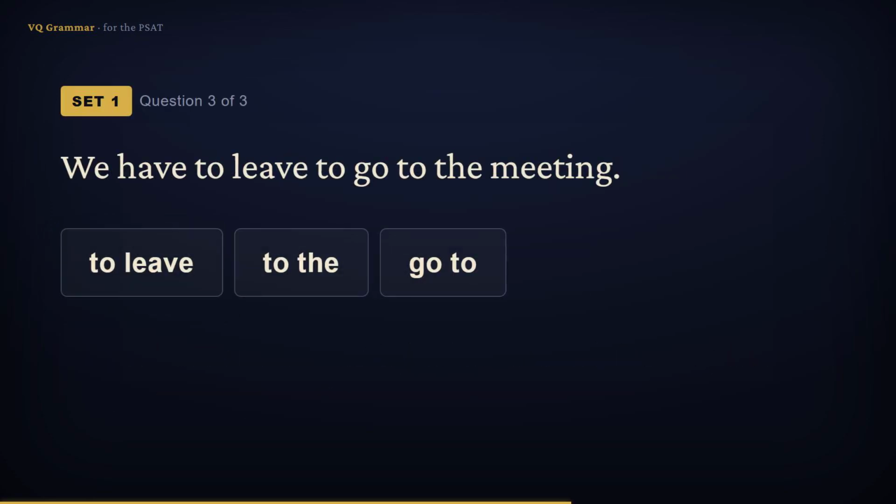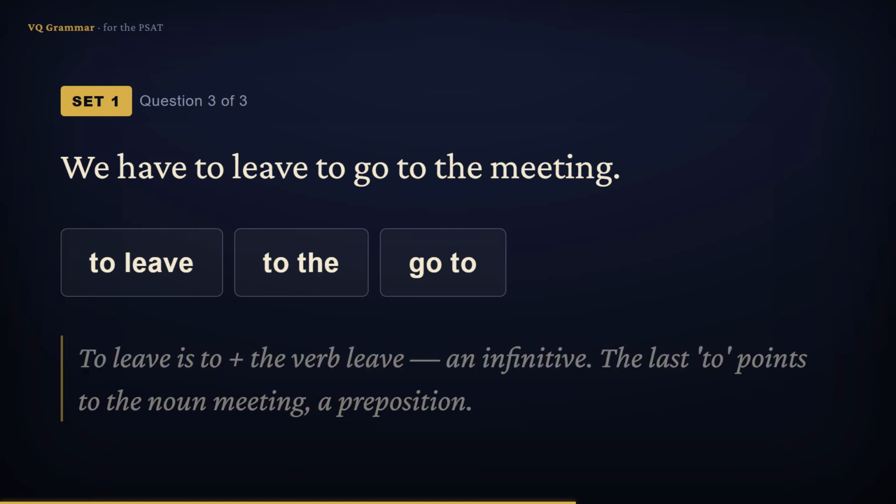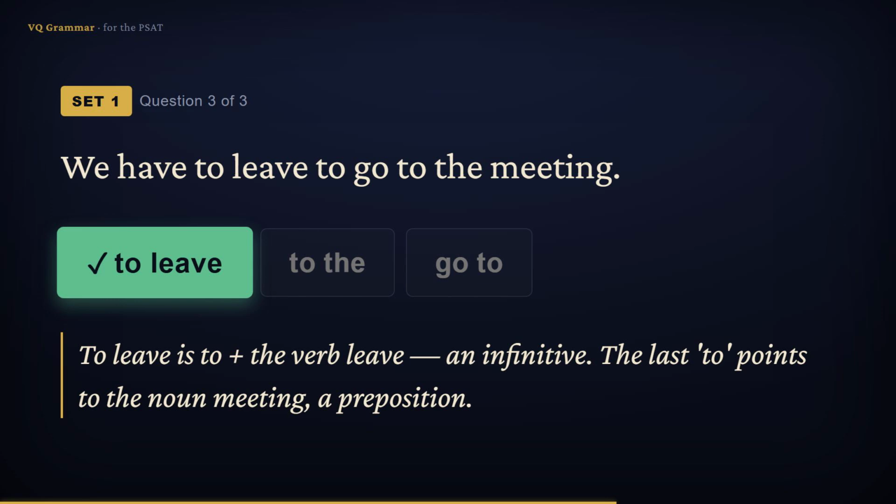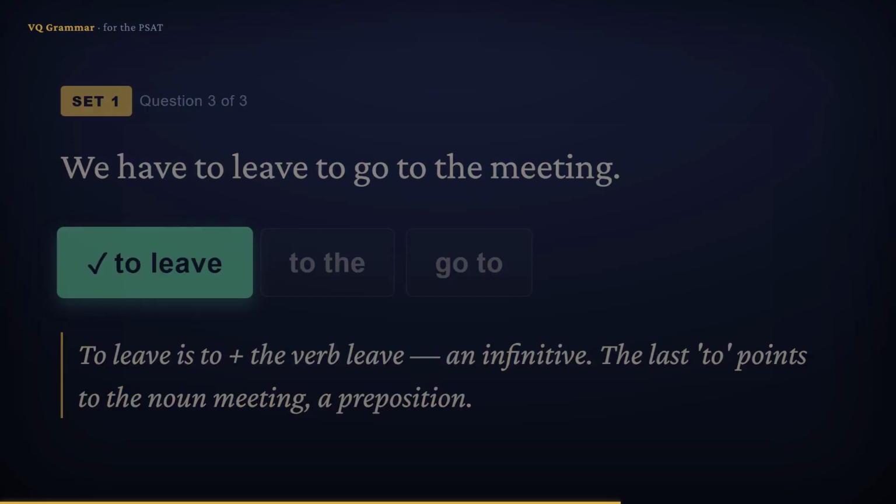We have to leave to go to the meeting. There are 3 tos. To leave and to go are both followed by verbs, so they're infinitives. But the last to points to the noun meeting, so it's a preposition. The first infinitive is to leave, so the answer is to leave.